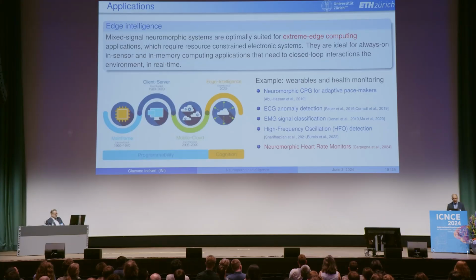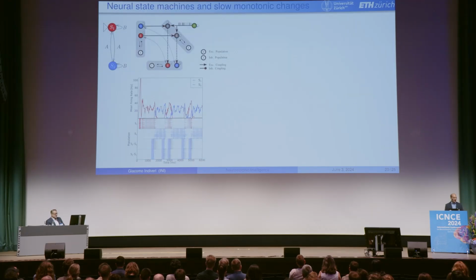And the latest one, which was just submitted 6 days ago to BioCAS, is a neuromorphic heart rate monitor. I'd like to show you how to use these neural state machines that I mentioned to monitor the increase in heart rates across hours, even though our chips have time constants of milliseconds. Our capacitors leak away after 500 milliseconds at most, probably 100 milliseconds. But we can do that using these state machines.